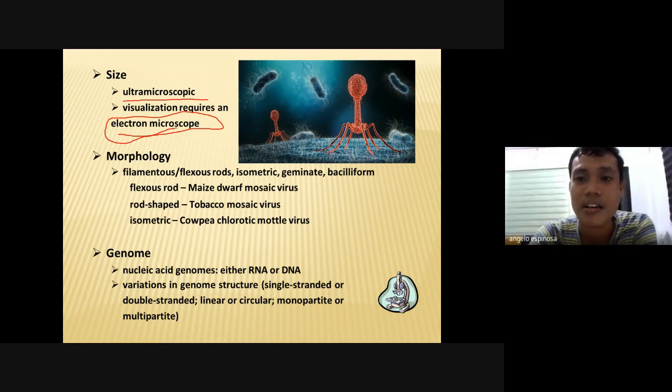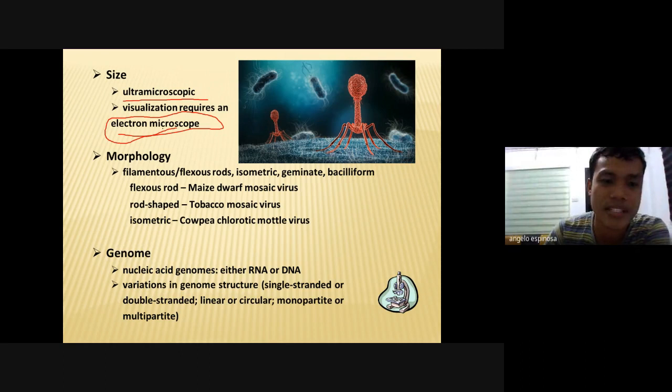Okay? Next, what is the morphology? When you say morphological, it means what is its form, the physical appearance of a virus. Filamentous or flexuous rods, isometric, geminate, and bacilliform, okay? We have an example here of the flexuous rod: maize dwarf mosaic virus.